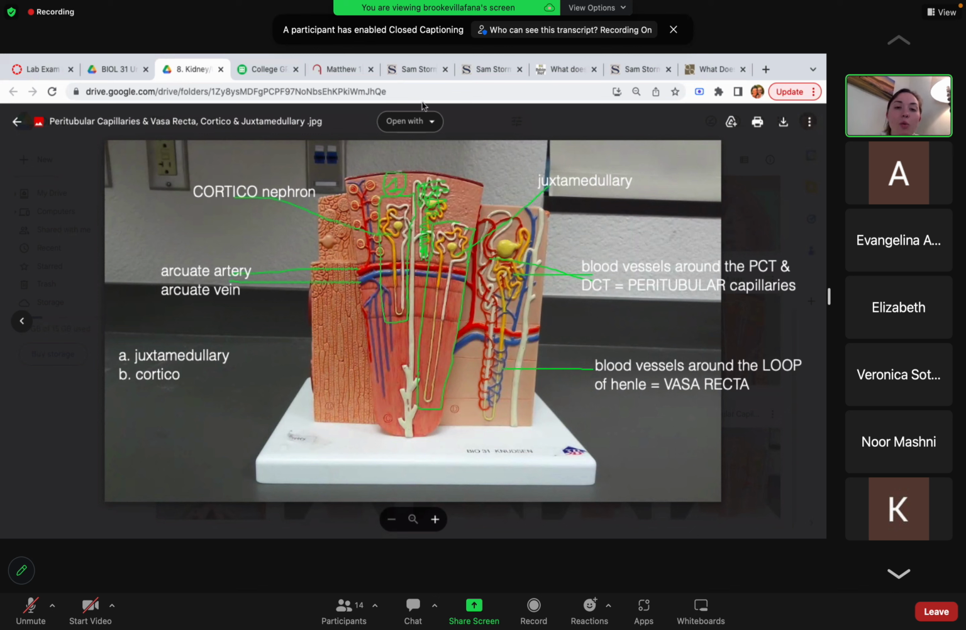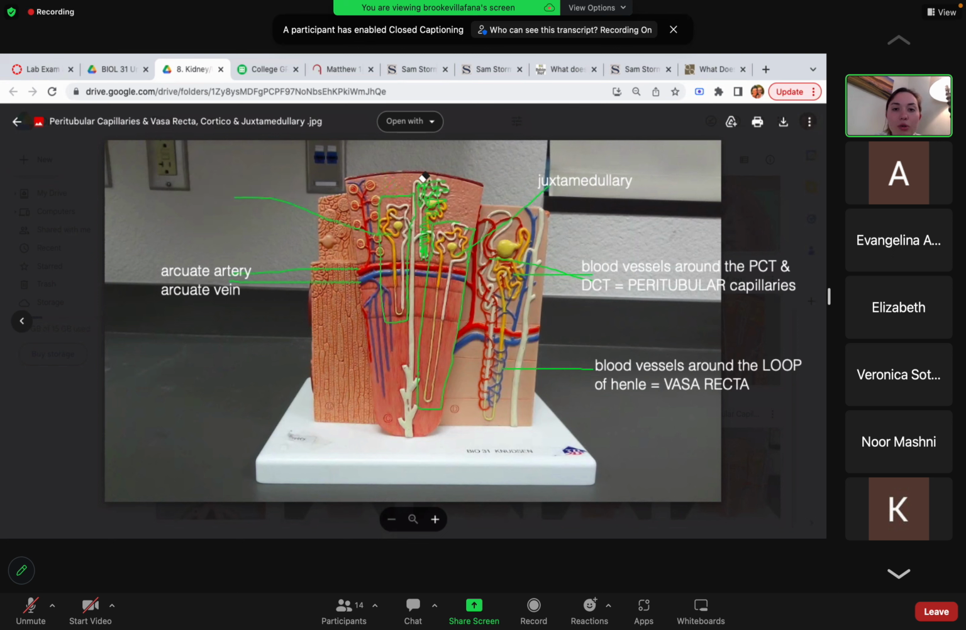The question would ask, what are the names of the blood vessels found in this location? Not describing to you around the PCT, just pointing you to that spot. Does that make sense to everybody? Are we clear on that?